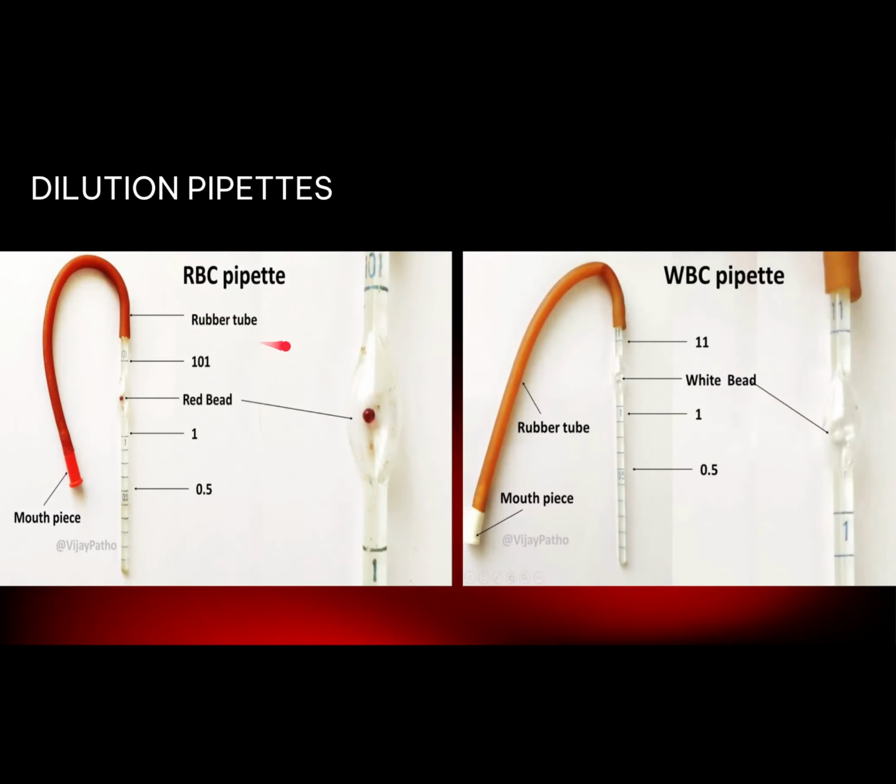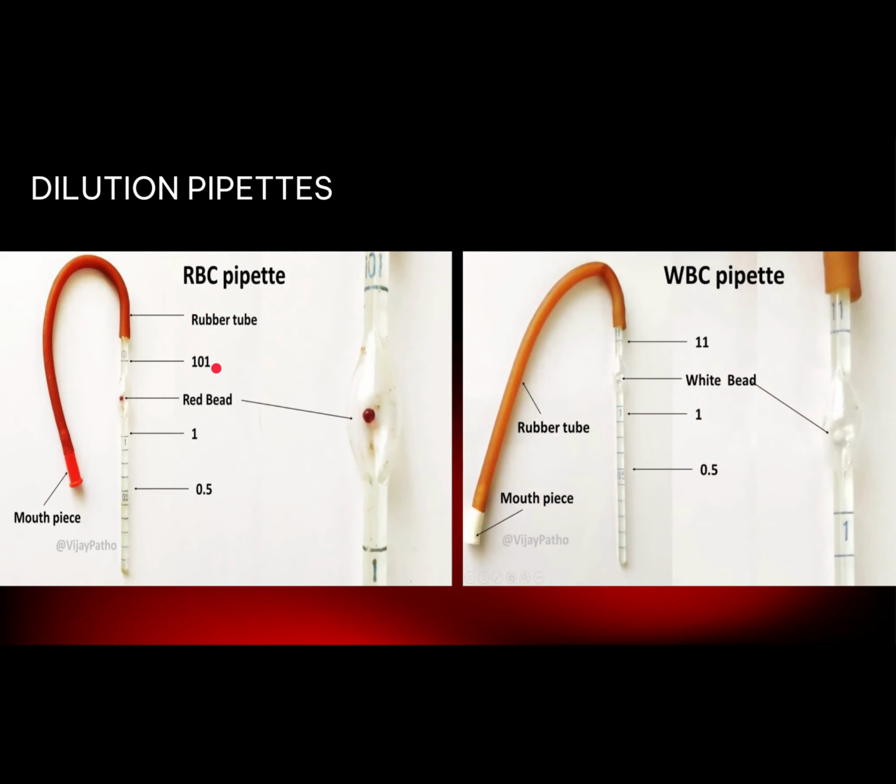So to compare them side by side, as you can see, the RBC pipette and the WBC pipette both have a rubber tube, this one. And they also both have a mouthpiece. But take note that we do not use our mouths to pipette using these pipettes. Instead, we use an aspirator.